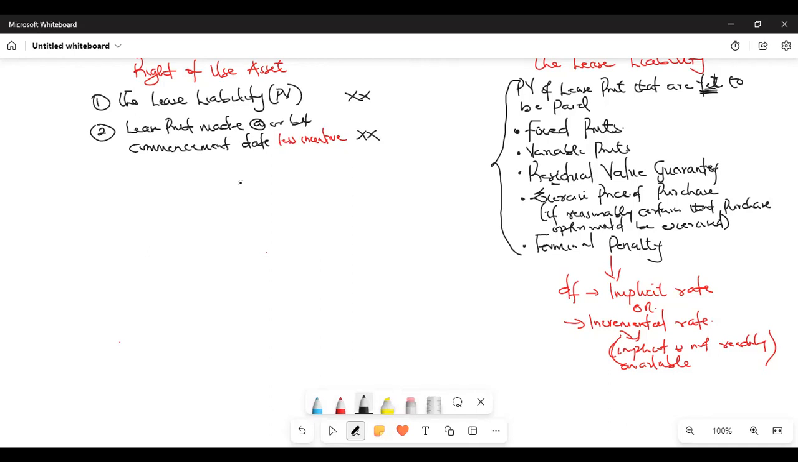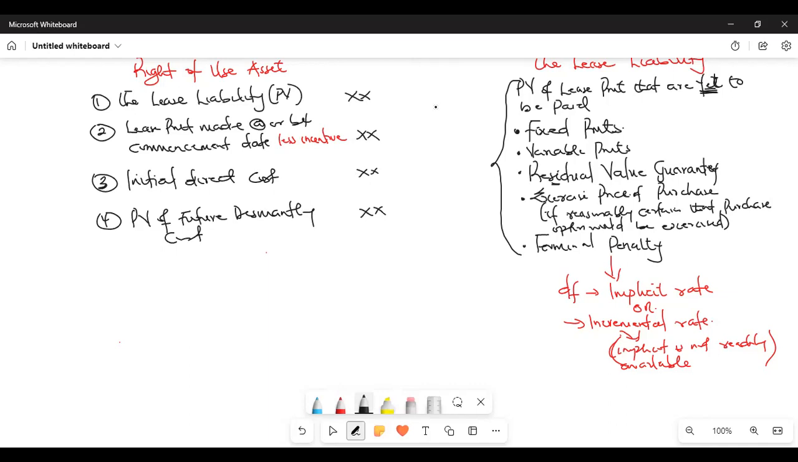Then right now, everything goes back to like IAS 16. So you add any initial direct cost. It's an asset, so cost incurred in bringing the asset into its useful state. Then the PV of the estimated dismantling cost, the future dismantling cost, like IAS 16. So that forms your initial measurement. That is how we deal with the initial measurement of a lease.